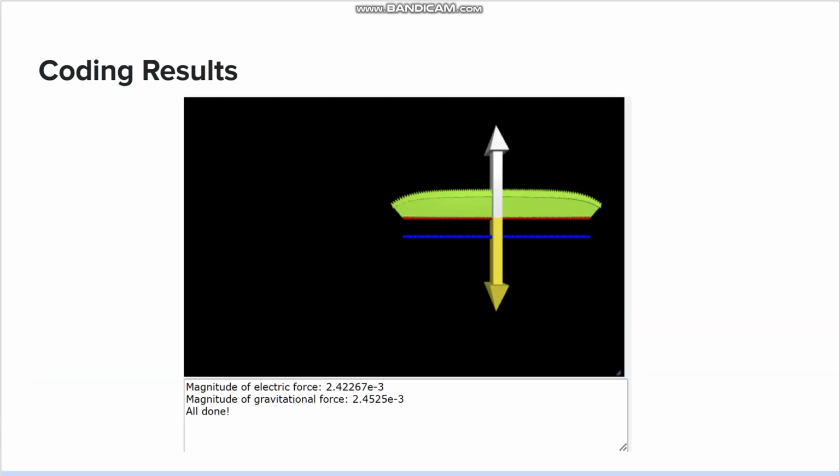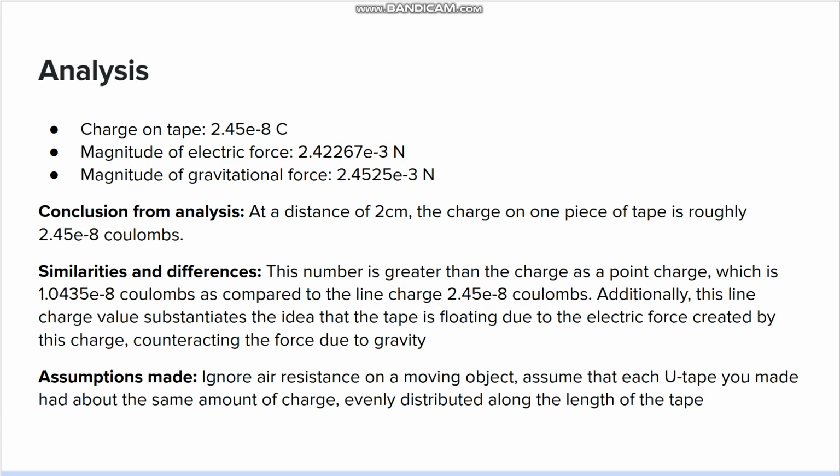Through my coding, the following result was achieved, in which you can see the upper tape, the lower tape, and all the forces acting upon these 2 tapes. Analysis. From my coding, it was determined that the charge on the tape, assuming uniform, evenly distributed charge, is 2.45 × 10^-8 coulombs, and that the magnitude of the electric force is roughly 2.4 × 10^-3 newtons, and that the magnitude of the gravitational force is the same number.